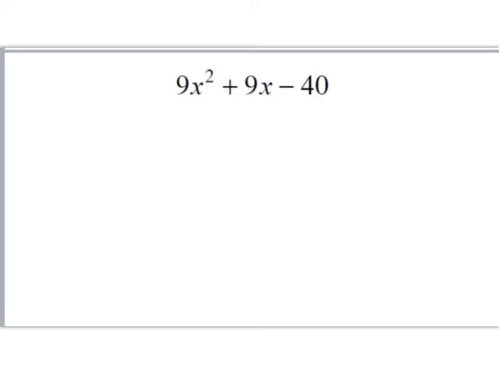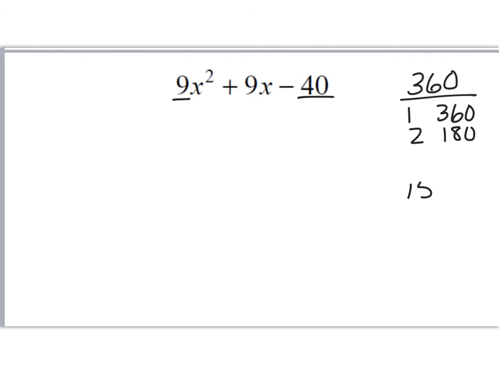Okay, here's our next problem. What would you do first? Well, if you said multiply the 9 times the 40, you are correct. And that'll give us 360. Oh boy, and then you're going to start the box here, and I'm going to tell you what, it is going to go on for a long time. So I'm going to cheat and tell you that the numbers we're looking for are 15 and 24.